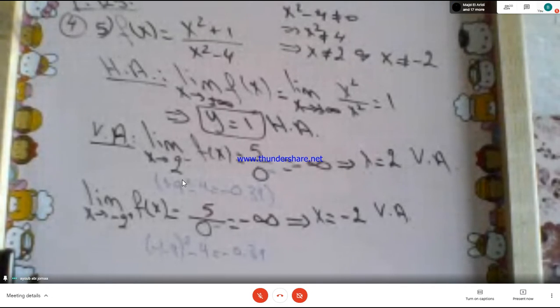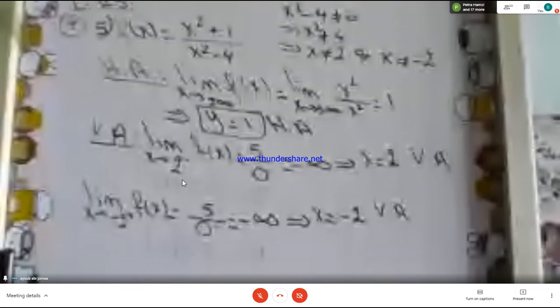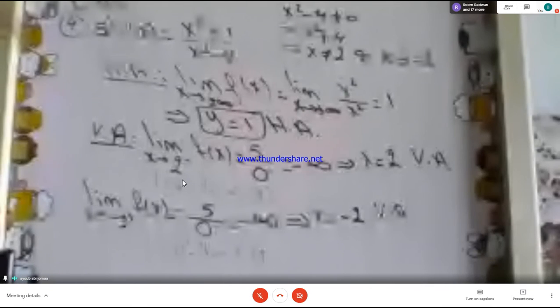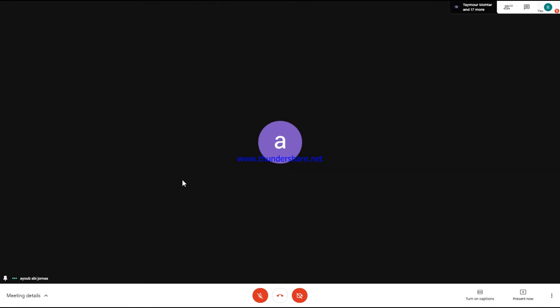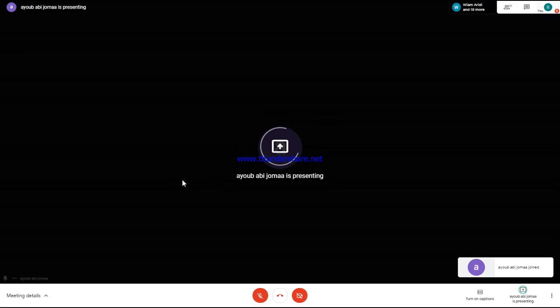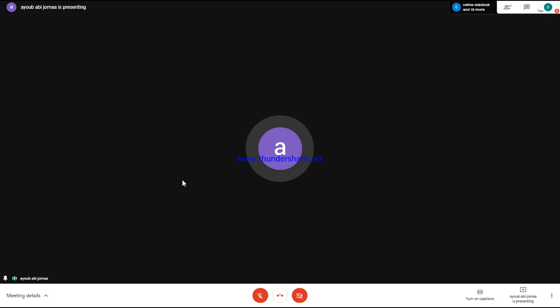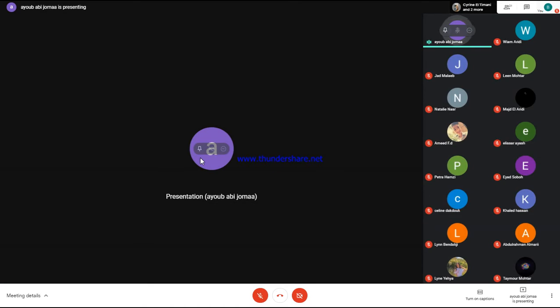Did you finish writing? Are you done? Here is the graph. We have y equal 1 as a horizontal asymptote from the left side, and from the right side also y equal 1. We said that we have two vertical asymptotes.